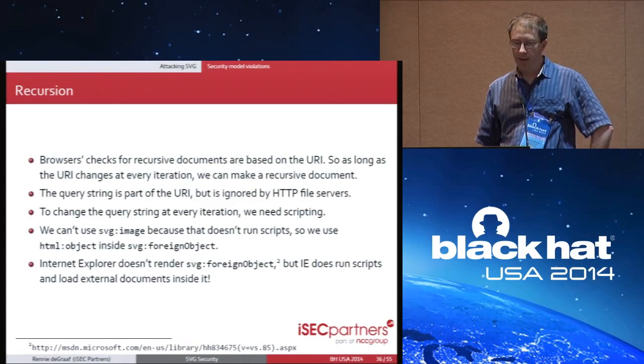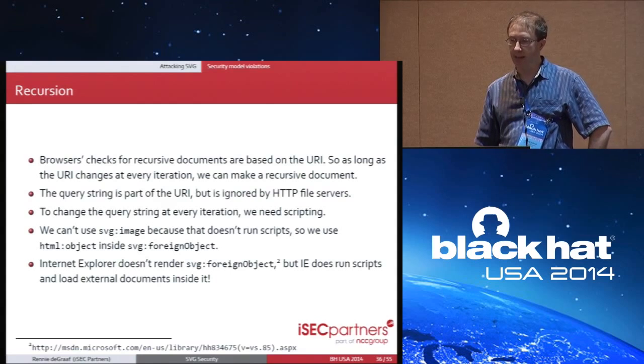Now we can't use SVG image to load the nested documents, because that's a static image context and we don't run scripts there. So instead, we'll put a foreign object with an HTML object inside of our SVG. Internet Explorer is documented as not supporting foreign object, and it doesn't actually render it. But it turns out that despite not supporting it, they load external documents and run scripts inside it.